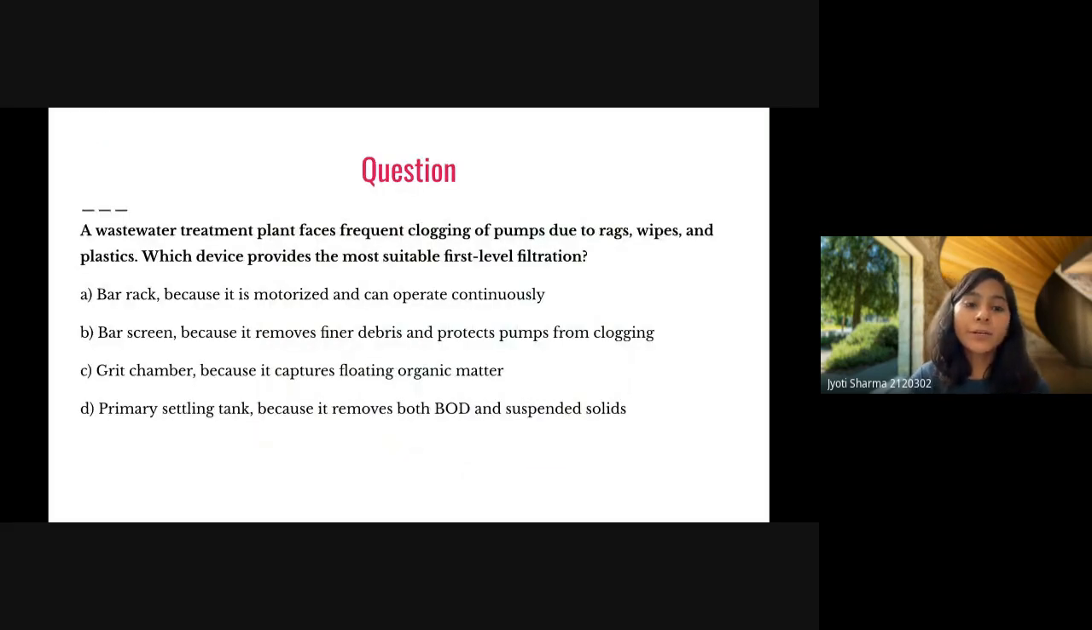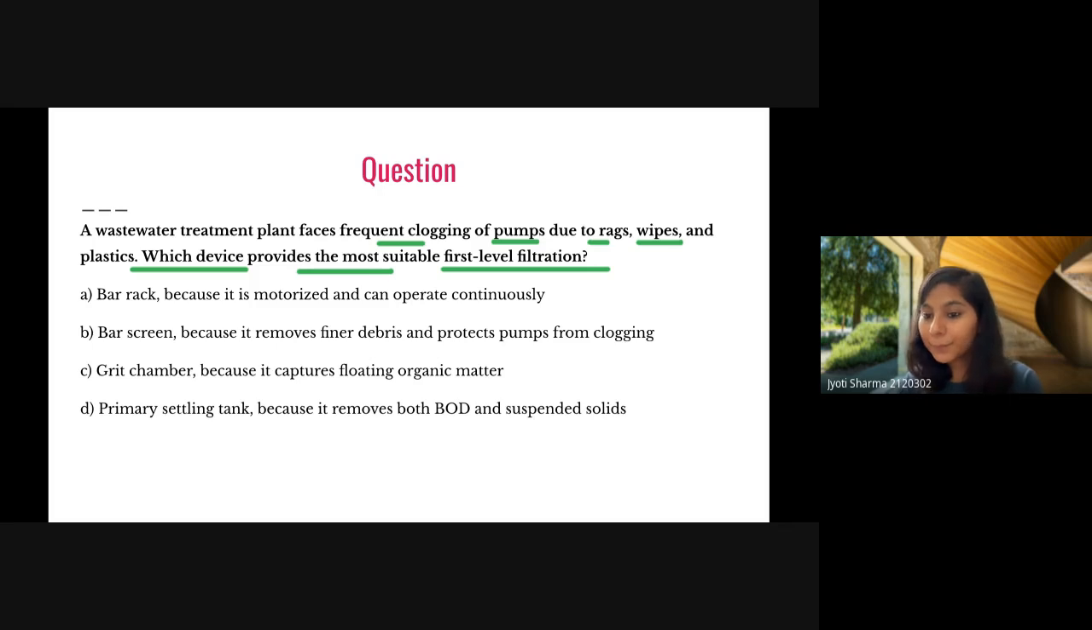Okay. A wastewater treatment plant faces frequent clogging of pumps due to rags, wipes, or plastic. Which device provides the most suitable first level filtration? Bar rack, bar screen, grit chamber, or primary settling tank. Okay, B with a question mark from Priscilla. Venkateshwara also B. So yes, B is the right answer.